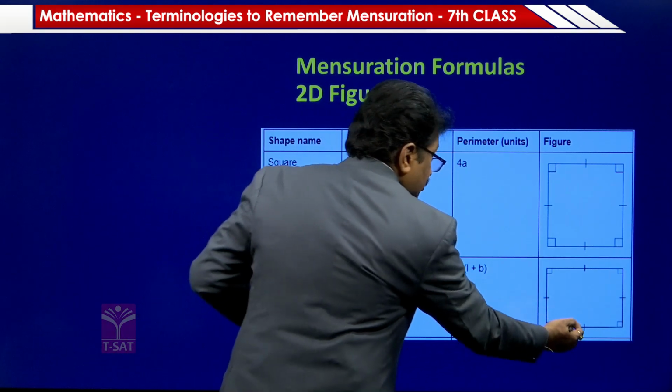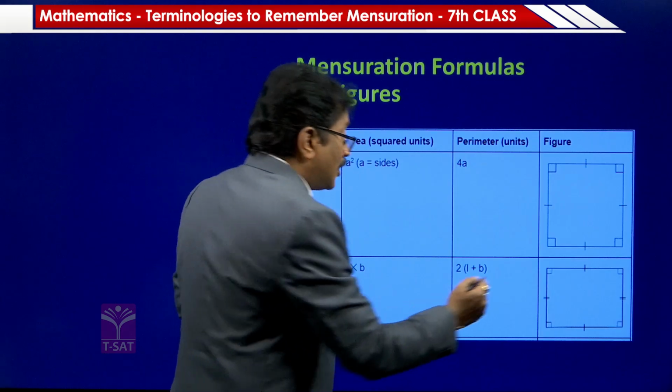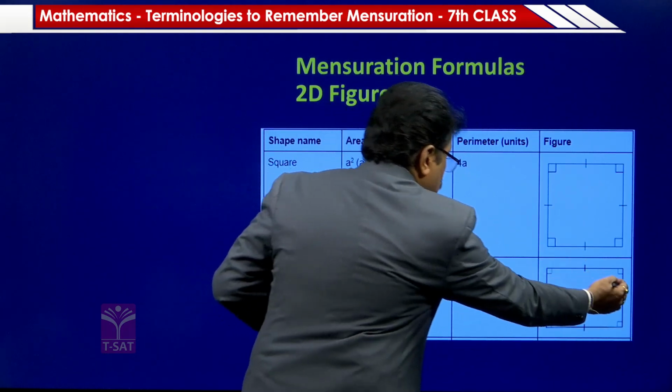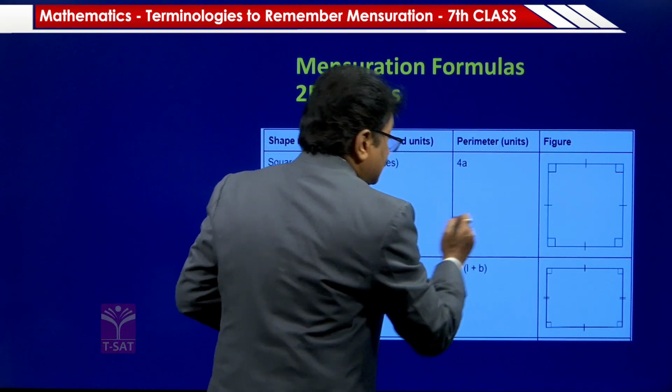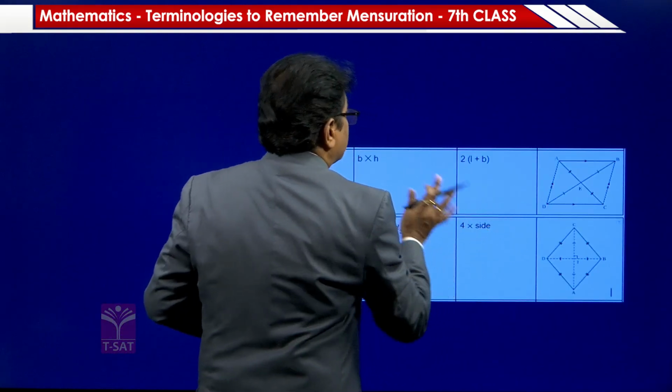Now coming to the rectangle. You have a length, and this one is a breadth. You have 2 lengths here and 2 breadths here. So that's the reason the perimeter is 2 of (l plus b). Now we'll see one more.